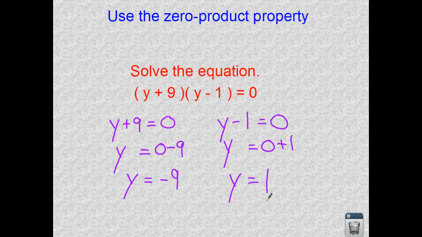Well, let's check that. If I were to substitute it into this B portion, 1 minus 1 is equal to 0. 0 multiplied by anything, it doesn't matter what happens over here in A. Well, what would that have been if I put a 1 here? 1 plus 9 is 10, so 0 multiplied by 10 is still equal to 0. So your roots end up being negative 9 and positive 1.